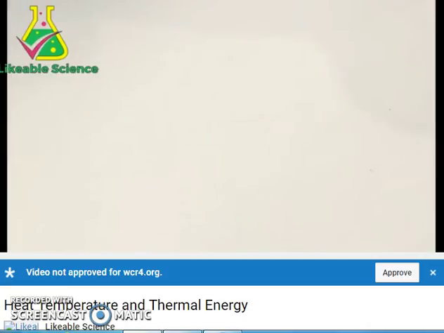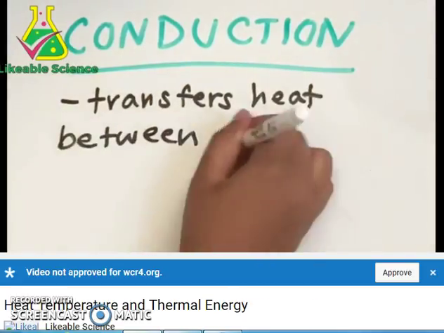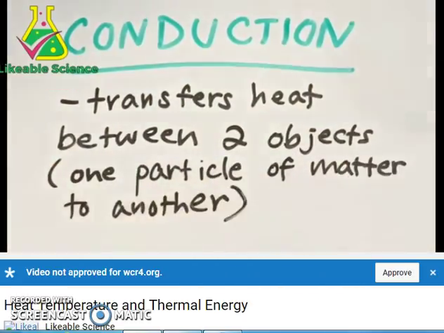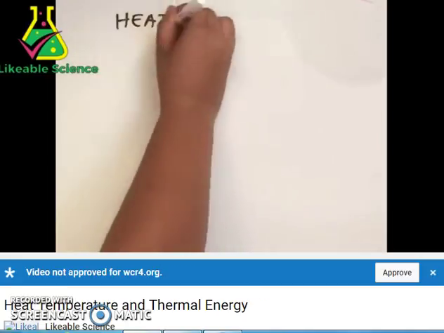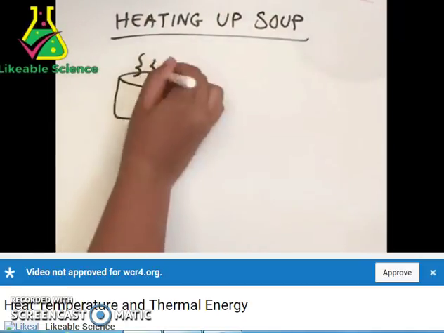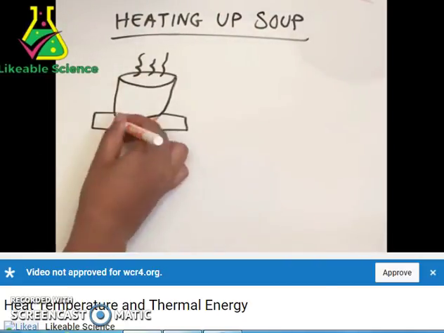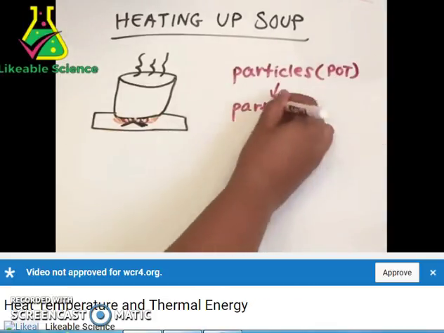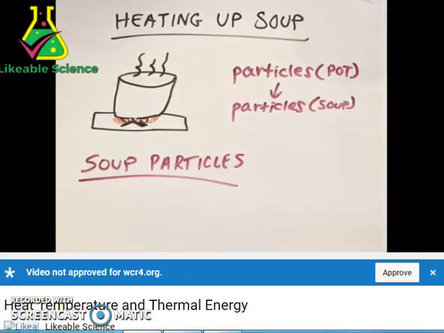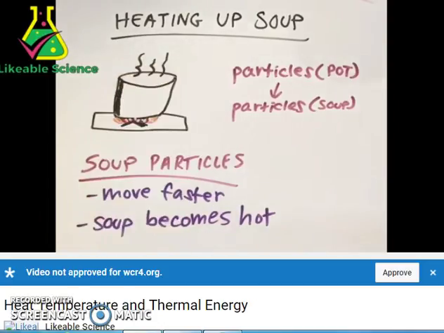Now let's move on to conduction. Conduction transfers heat between 2 objects, so from one particle of matter to another. For example, when you heat up soup, the particles from the pot touch the particles of the soup. Since the pot is hot, the particles move faster. When it touches the soup's particles, they start to move faster, generating heat and making the soup hot.